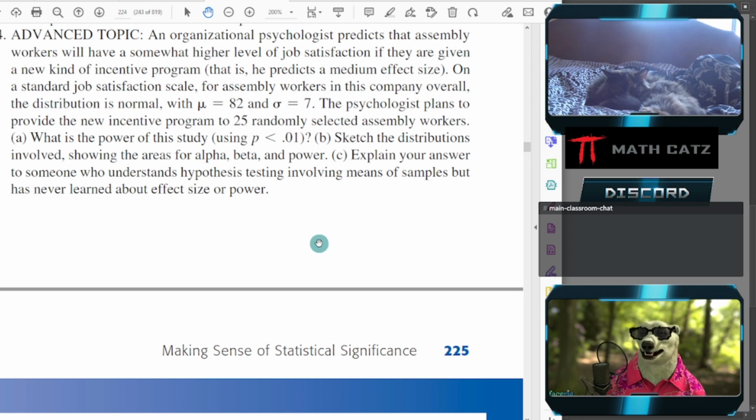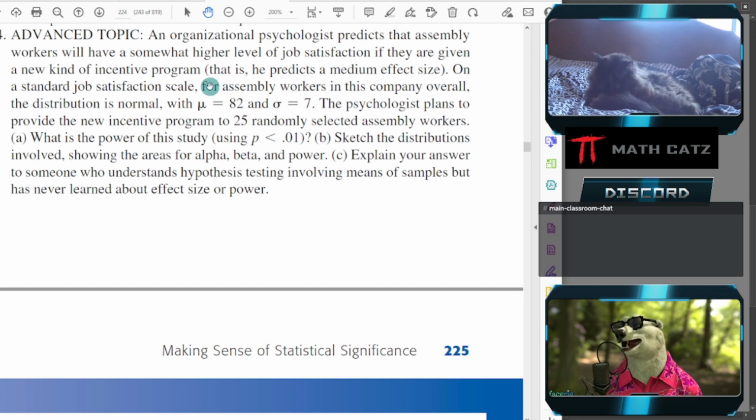Okay, let's read it first, or at least most of it, and then we can go through it again and see what this is asking, what do we do here? This is the question on power. An organizational psychologist predicts that assembly workers will have a somewhat higher level of job satisfaction if they are given a new kind of incentive program. That is, he predicts a medium effect size.